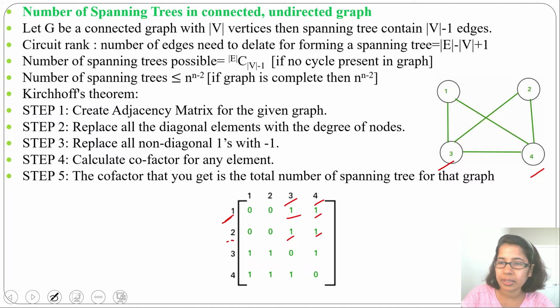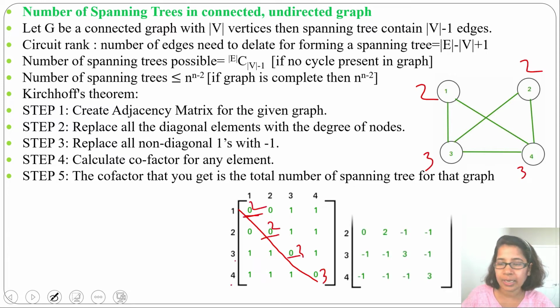With vertex 3, vertex 1, vertex 2 and vertex 4 are adjacent. So in the third row, first column, second column and fourth column it is 1. With vertex 4, vertices 1, 2, 3 are adjacent. So first column, second column and third column are 1. Now the adjacency matrix is done. Next we'll replace the diagonal elements with the degree of the node. These are the diagonal elements. For 1 the degree is 2, for 2 the degree is 2, for 3 the degree is 3, for 4 the degree is 3. So we'll get this, and all the 1s change to minus 1. So all diagonals are degrees while all other 1s are minus 1.